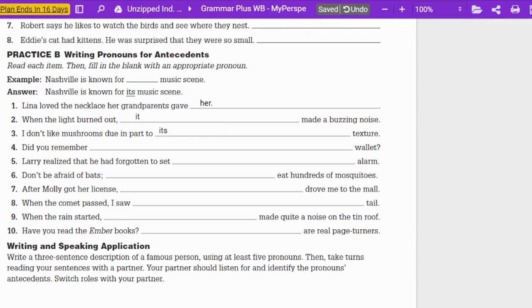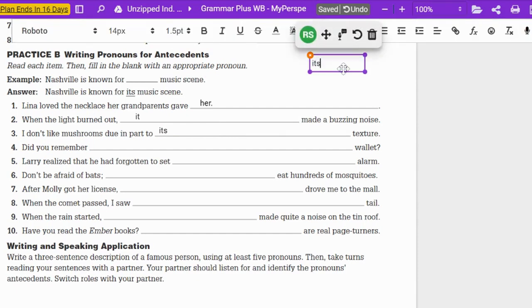This might be a good time to explain the difference between its and it apostrophe s. When we're referring to its texture or its music scene, you're not going to use an apostrophe because it apostrophe s is referring to it is. It's a contraction. So you wouldn't say, I don't like mushrooms due in part to it is texture, because it's not a contraction there. Just a helpful note because I see people mix this up all the time. I mix it up too if I'm not careful.